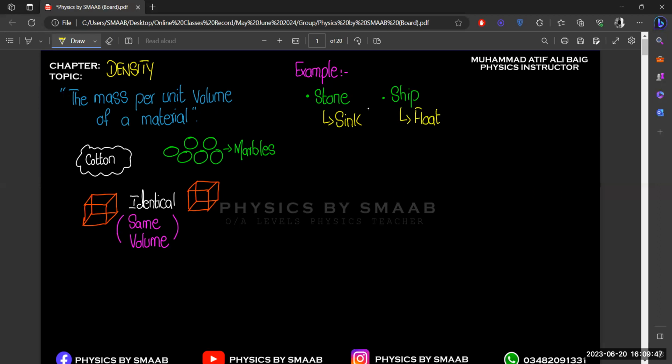Okay, very good. So basically, the reason behind the flotation of the ship and the sinking of the stone in the sea water is the concept of density. You observe that in the ship, there is a very large space which is empty and of no other use, right? So we increase the volume.